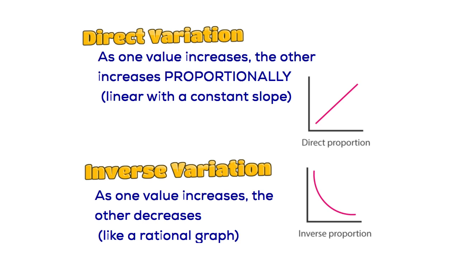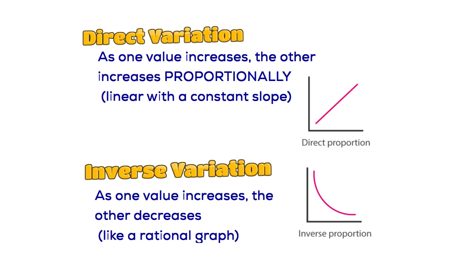We have a few different types of variation, and a variation is just comparing two values and how they vary. As for direct variation, you'll find that as one value increases, the other increases proportionally. And it's always going to look like a linear situation, and it'll have a constant slope. So maybe that slope here is 2 or 3 or whatever it might be. That stays consistent, which is making that be a linear situation.